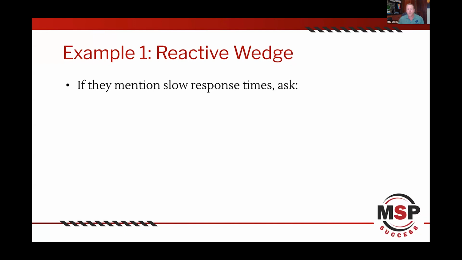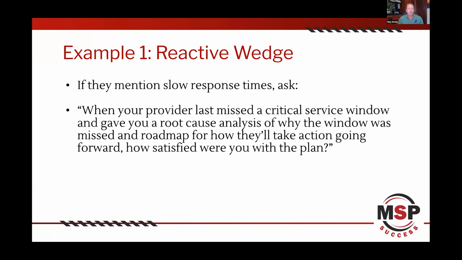All right. So we'll give you a couple on the reactive side, right? This is if they've hinted at a pain or alluded to a pain or know it directly, and you're trying to agitate, you're digging in a little bit. So let's say they mentioned slow response times. You can ask a question, something like, oh, okay. So when your last provider missed a critical service window for you, and they came back, they got it fixed, and they gave you a root cause analysis of why that window was missed, and then they gave you the roadmap for how they're going to take action going forward. How satisfied were you with that plan?